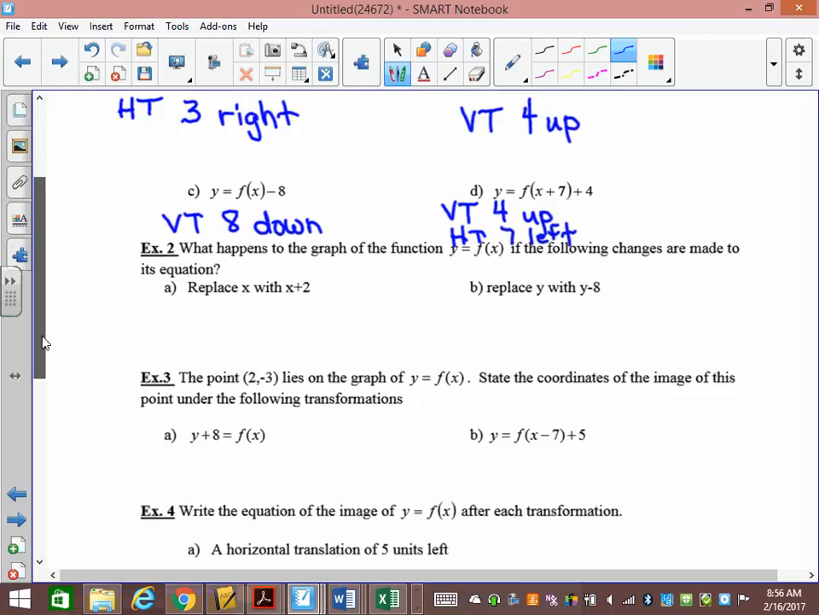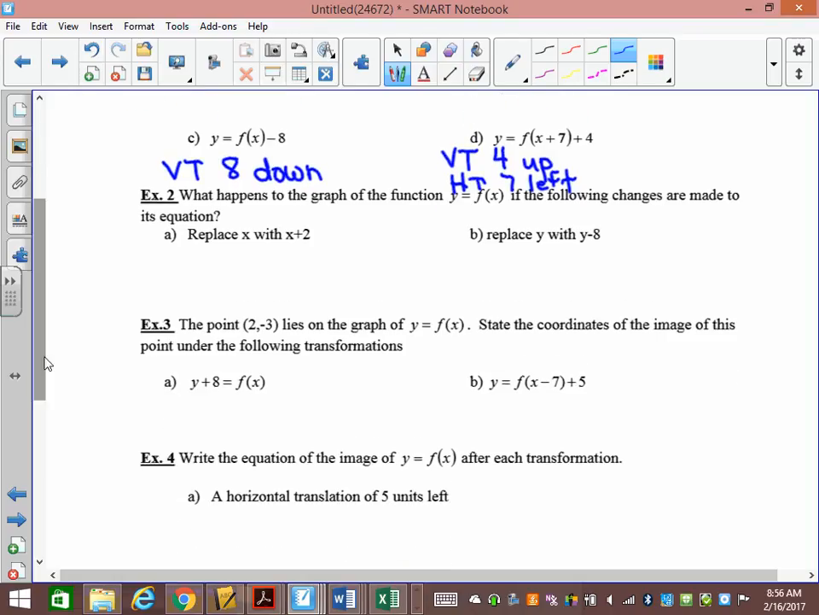So what happens to the graph of y equals f of x if the following changes are made? So today's lesson is like, this is easy because it's just translation. Then we add stretches and reflections, and then it gets a little more dicey. Not that you can't do it. If you know your grade 11 stuff really well, this isn't that bad. It's just a little added extra, okay? It's not that hard.